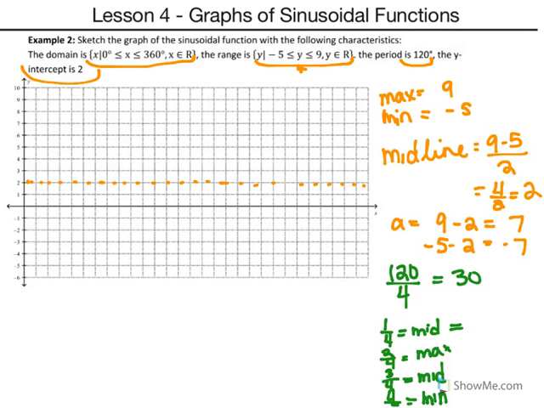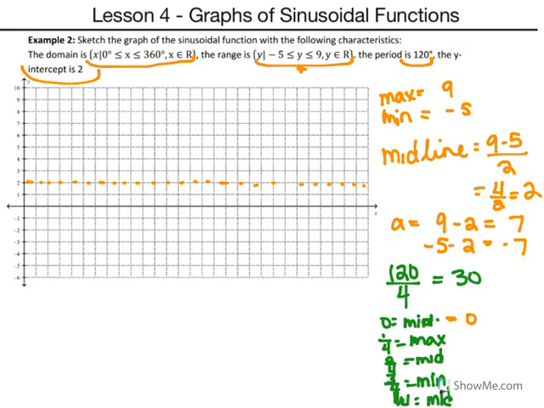Just kidding, I have that backwards. You start at 0, and your first quarter will be at the maximum. Your second quarter will be at the midline. The third quarter will be at the min, and the last quarter will be, I don't know how to write this. So you should start mid, go to the max, mid, min, go to the middle again. So 0 starts here, which is 0 degrees, then it'll be 30 degrees, then it'll be 60 degrees, then it'll be 90 degrees, then it should be 120 degrees.